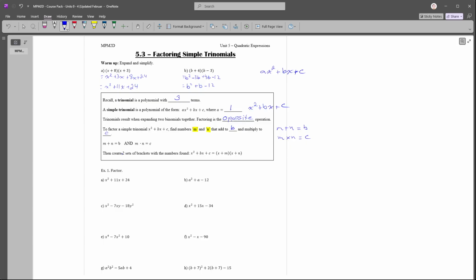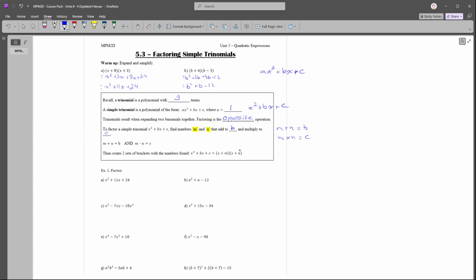Then what we're going to do is create 2 sets of brackets, binomials, with the numbers found. So for x squared plus bx plus c, we're going to take the square root of x squared, which is x. We're going to take the x and add on m. And then we're going to take the x and add on n. And that's the process. So we will find 2 numbers that add to b and multiply to c.